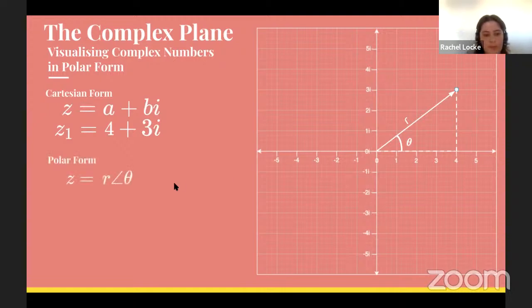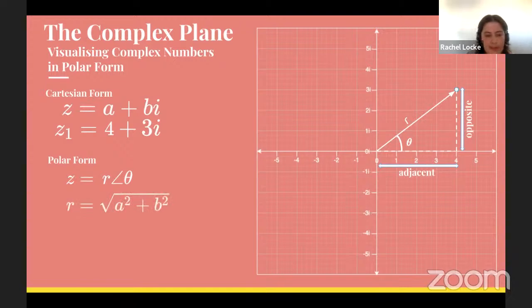Polar form is often represented as we see on the left here. The complex number Z is equal to the magnitude r, and this symbol next to r is, in mathematics, an angle symbol. So a magnitude of r and an angle of theta. We can see that on the right-angled triangle we have an adjacent and an opposite, and this will help us calculate the angle theta in a moment.